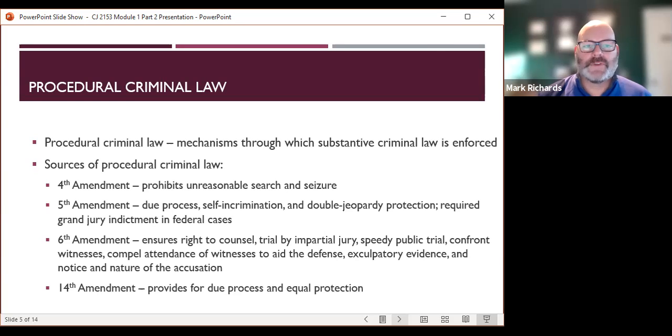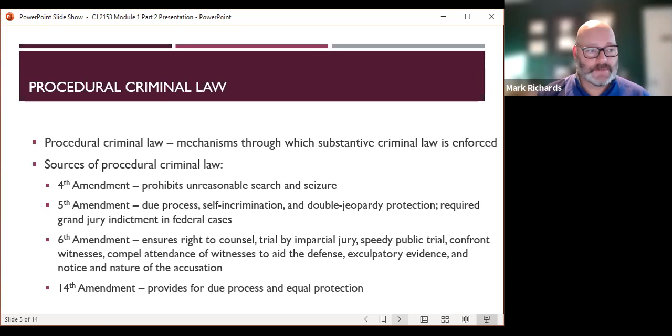In our first part, we talked about 2 different types of criminal law, substantive and procedural. Procedural criminal law are the mechanisms through which the substantive criminal law is enforced. The sources of procedural criminal law in the United States Constitution are the 4th Amendment, which prohibits unreasonable search and seizure, the 5th Amendment, which provides for due process, freedom against self-incrimination, double jeopardy protection, and requires grand jury indictment in federal cases.